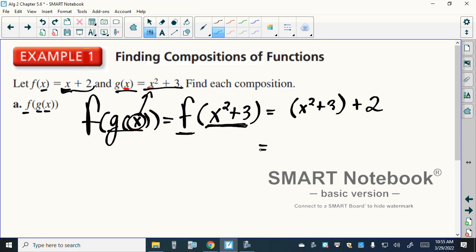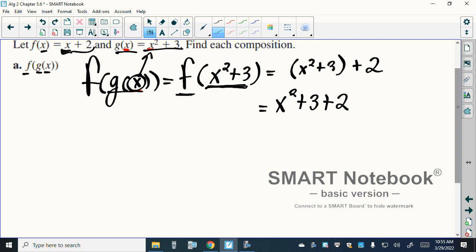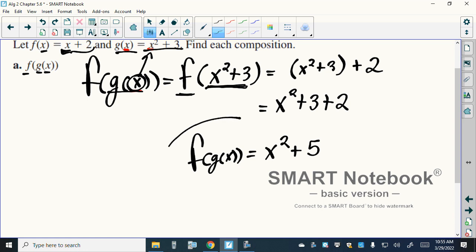Now, since we don't have anything outside the parentheses, there's nothing being multiplied by those parentheses. We didn't have 2x multiplying it by 2. We can really just drop the parentheses and then combine like terms, which would be our 3 plus 2, which is x squared plus 5. And this here is our f of g of x. And that's it. That's all we have to do for this.